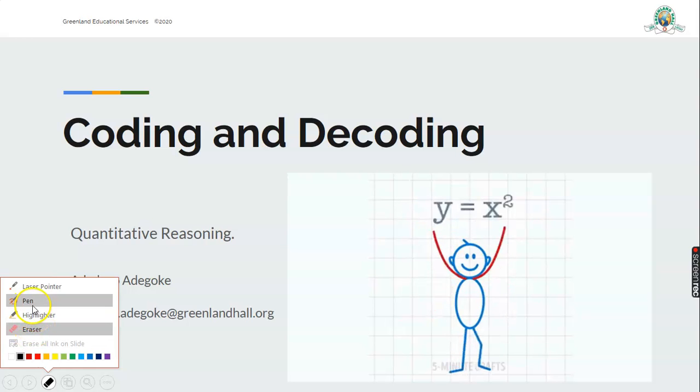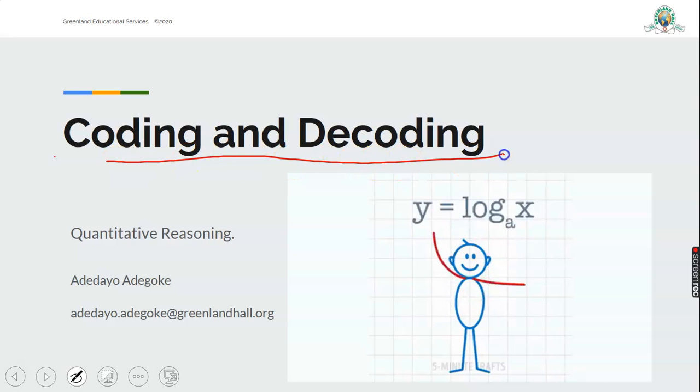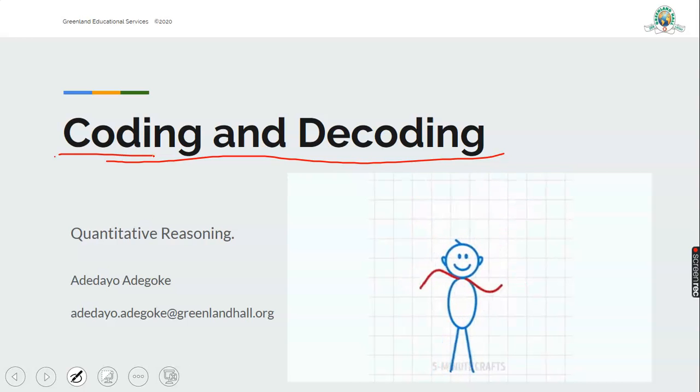Today, we are going to be considering the subject quantitative reasoning, and our topic for today is coding and decoding. That's what we want to look at today. Coding and decoding. Have you heard of coding before? Have you heard of decoding before? Okay, if you have heard of it, that's good. You are going to learn more about it. If you have not, you are going to be learning about it today. It's a very interesting topic for you to learn.